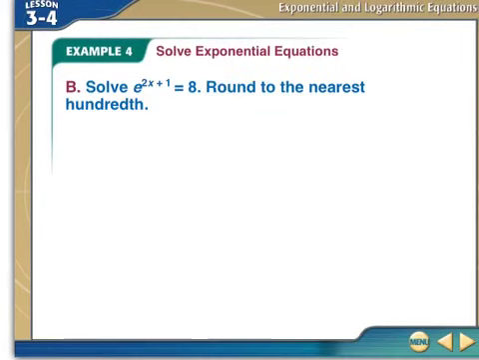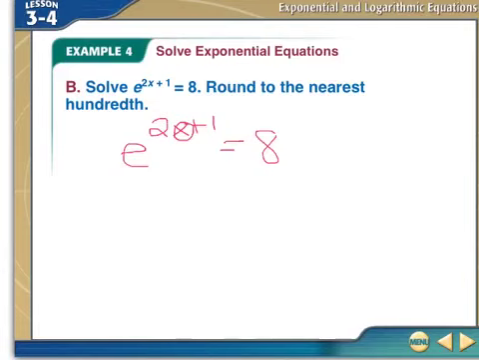In example 4, part B, we're asked to solve the exponential equation e raised to the 2x plus 1 equals 8. We need to round our answer to the nearest hundredth. Now, if I refer back to the previous example, since x is part of an exponent, I'm going to need to take the logarithm of both sides of my equation in order to bring that x value down by applying the power property.